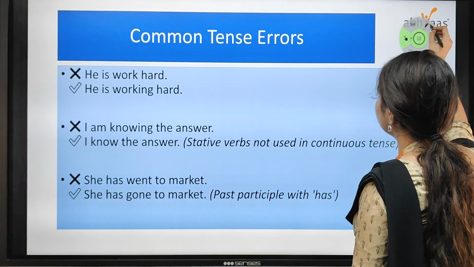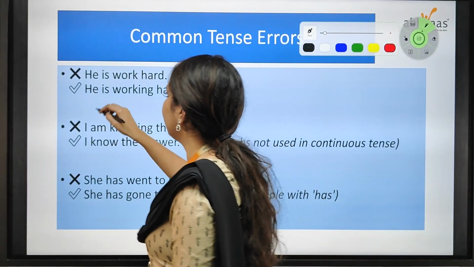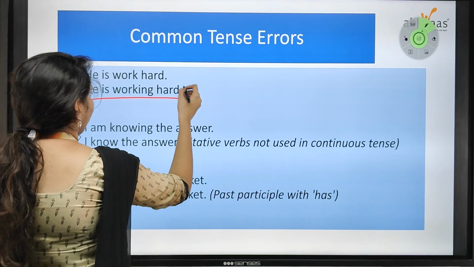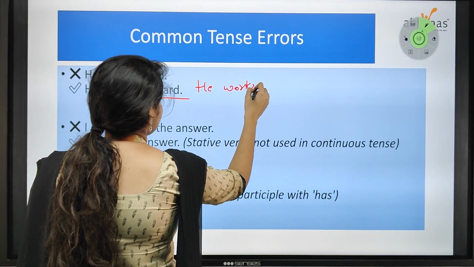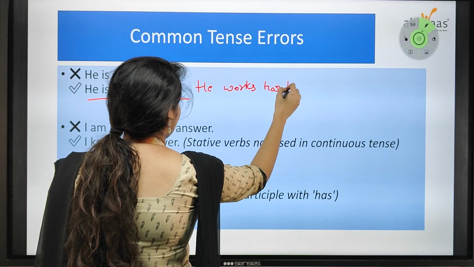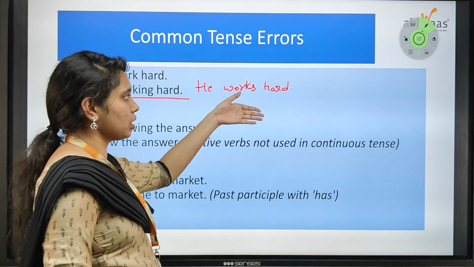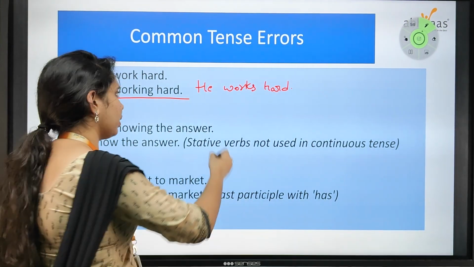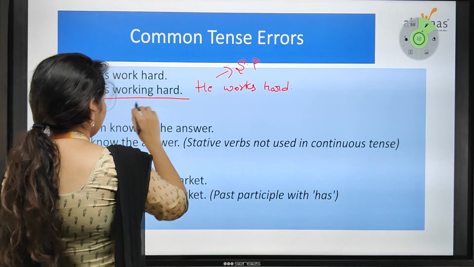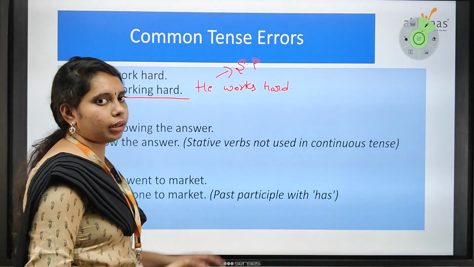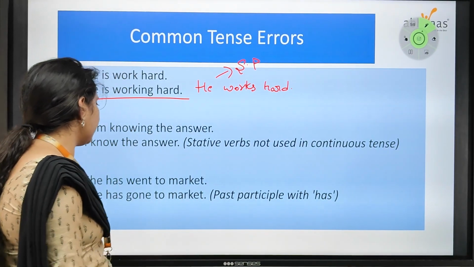Okay, so let's look at some common tense errors. Okay, he is work hard, that doesn't happen. It's either he is working hard, or in a simple present tense you can say he works hard. That means he works hard in general. This is something which is habitual, which is regular. That is why it is in simple present. Or something that's happening at the moment, it becomes your continuous tense, right?